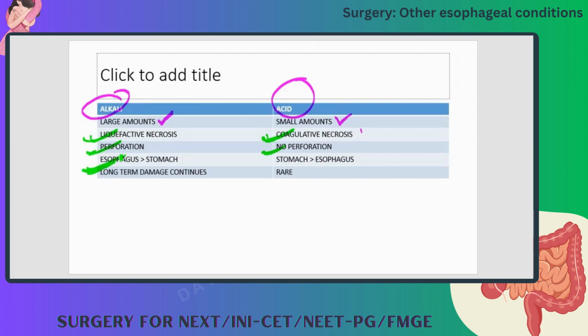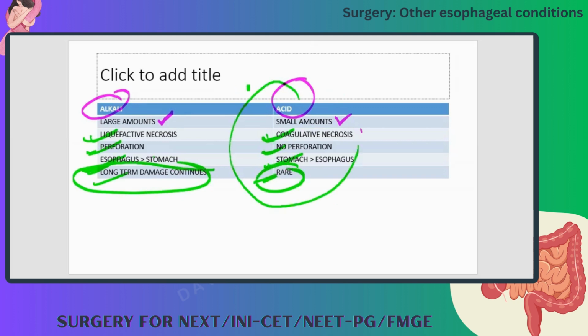The esophagus is more burnt because of alkali, because of the large amount of alkali ingested. In acid, the stomach is affected, because whatever he swallows reaches the stomach too. With alkali, long-term damage continues. We think acid is dangerous, but long-term damage is very rare in acid ingestion. Is this slide clear?